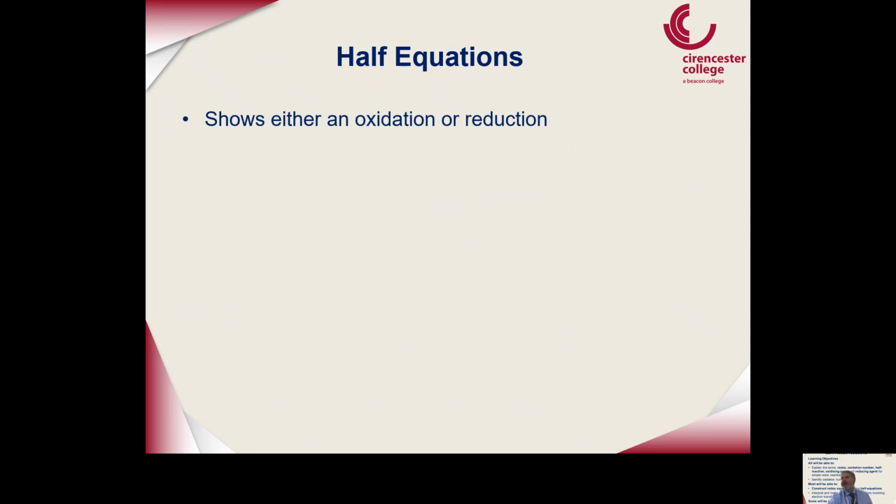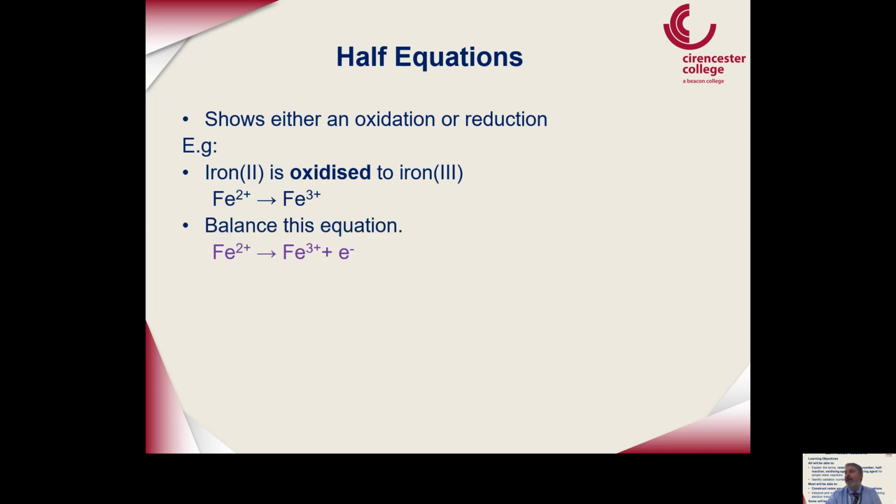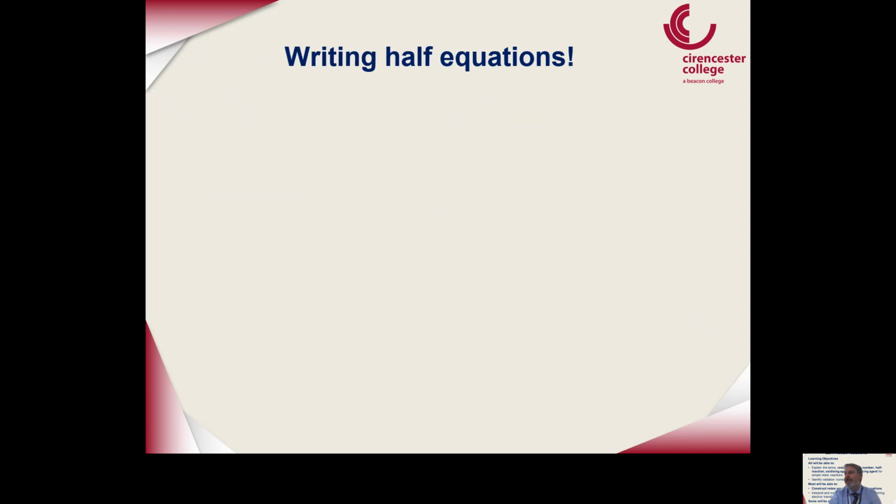So we can have half equations. It shows whether something is being oxidized or reduced, e.g. iron 2 being oxidized to iron 3. So Fe2+ becomes Fe3+, but what would it have had to have done? Yes, I hear you say it's lost an electron, Nick. Yes, it has. It must have lost an electron to make sure that the iron 2+ has become iron 3+.